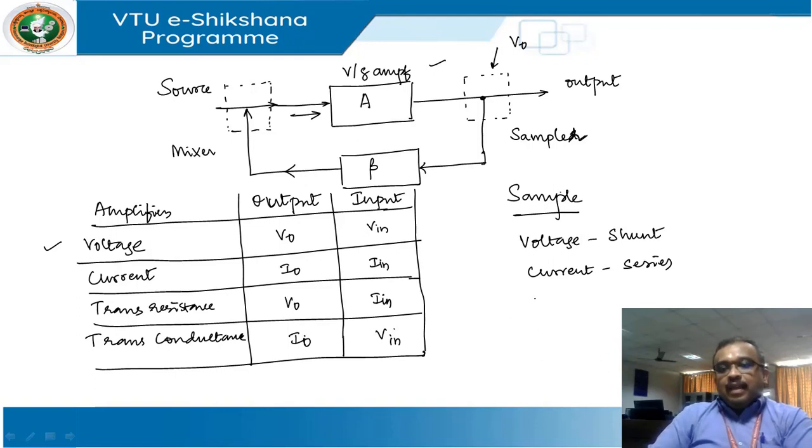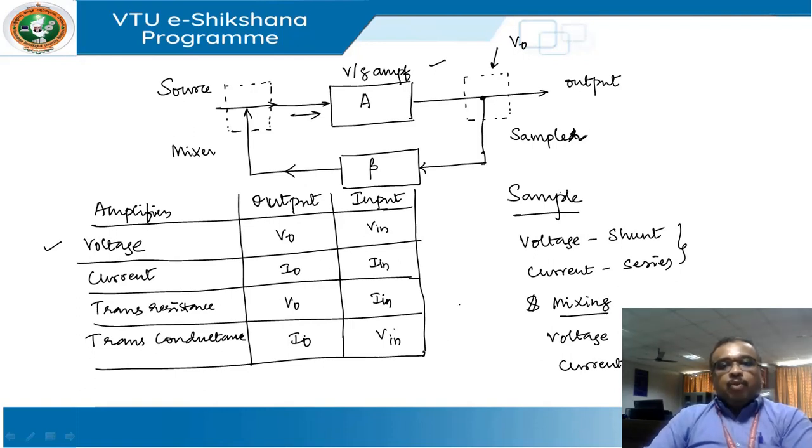In series. So as far as mixing is concerned, let me write mixing here. Mixing: voltage value will be in series. When it comes to current, I'll have to connect it in shunt. If you remember, or if you understand these two rules that I've written here for sampling as well as mixing, then we are good to go with the topologies. We can now list out the topologies that we have as far as the feedback amplifier is concerned. Okay, are we good to go?